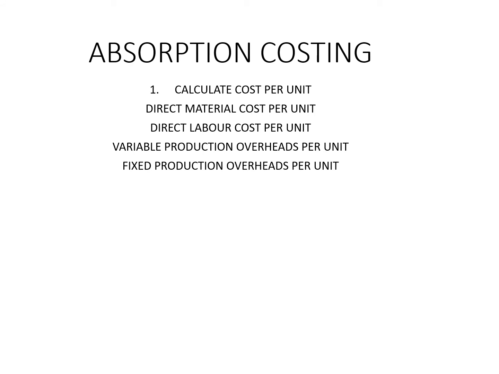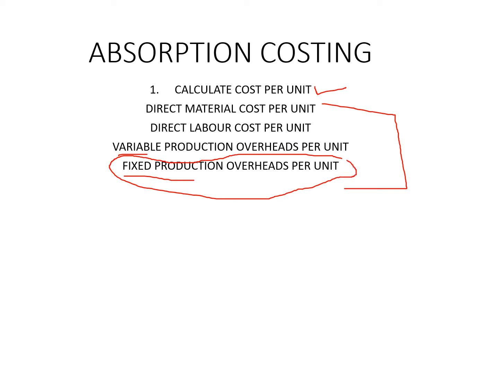Absorption costing. First, you have to calculate cost per unit, which will be in the form of the four: direct material cost, direct labor cost, variable production, and fixed production cost per unit. And remember, your fixed production overheads will be absorbed. So we have to be able to know what is the absorption rate.